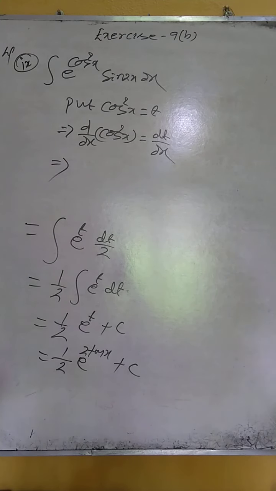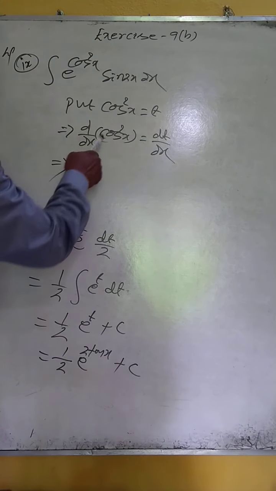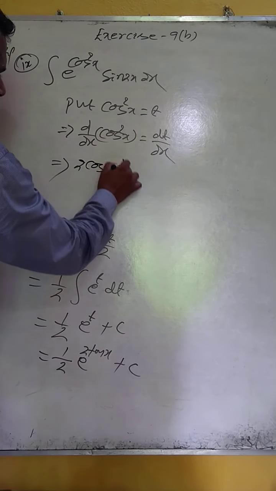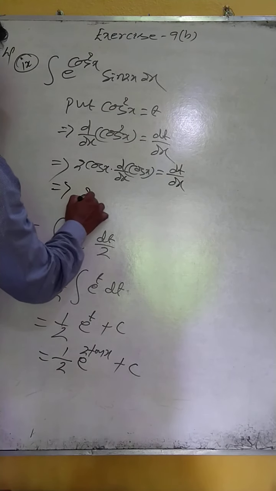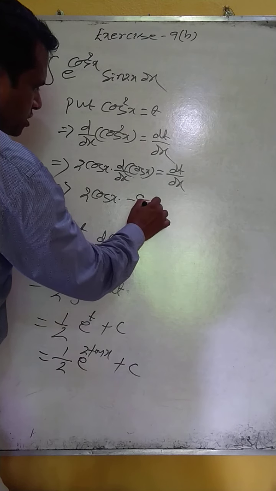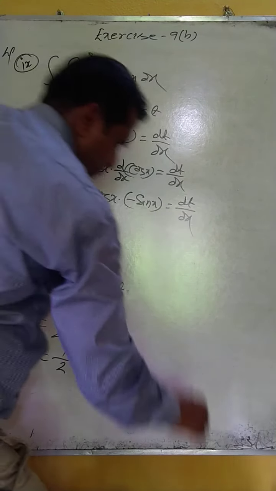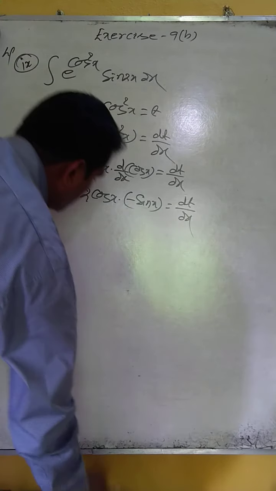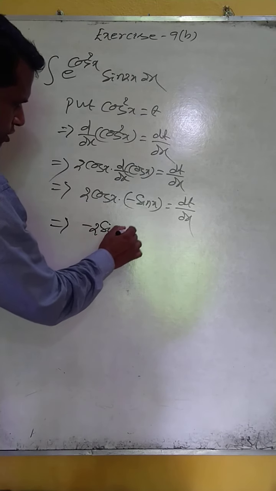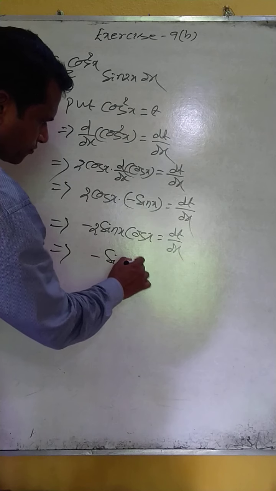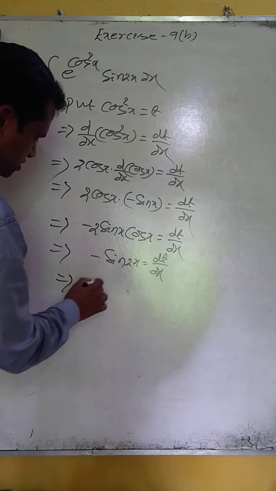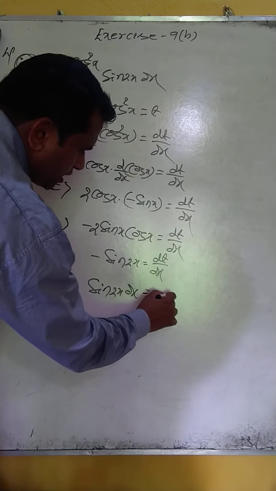We use the chain rule: first we differentiate cos square x with respect to cos x, then cos x with respect to x. The derivative of cos square x with respect to cos x is 2 cos x into d by dx of cos x. That equals dt by dx, so 2 cos x into minus sin x, since the derivative of cos x is minus sin x. That is minus 2 sin x cos x, which equals dt by dx, so minus sin 2x equals dt by dx, that implies sin 2x dx is minus dt.